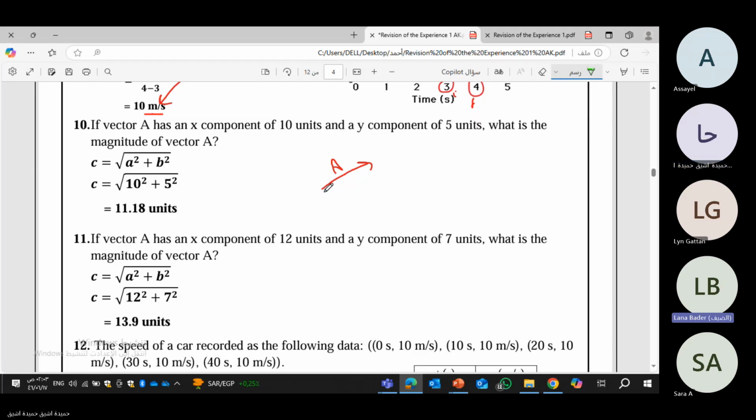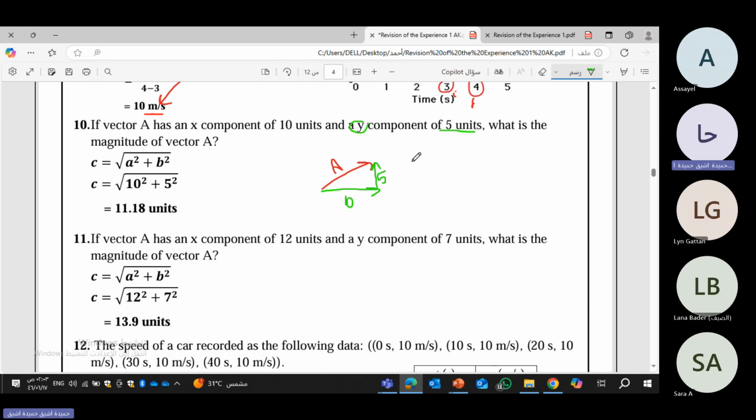Components means Y what? And X. Excellent. Y and X. Good job, Yalana. So this is X. It says 10 units, and it says Y component is 5 units. So you will draw like this. So this is 5. So here it's asking, what is the magnitude of vector A?